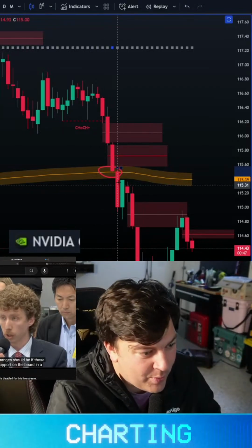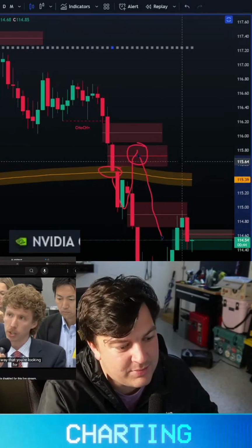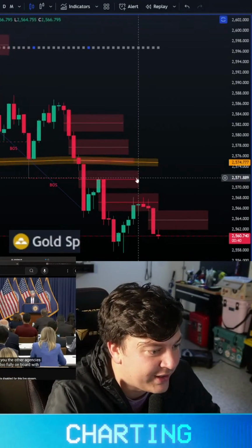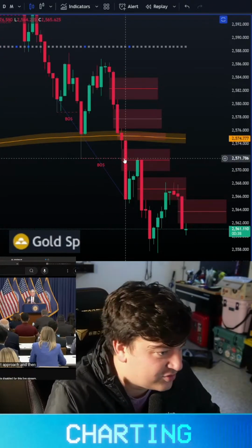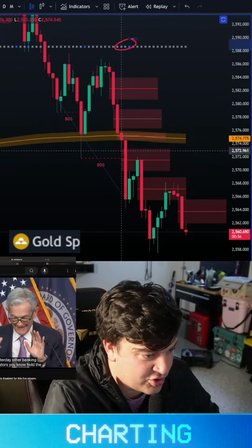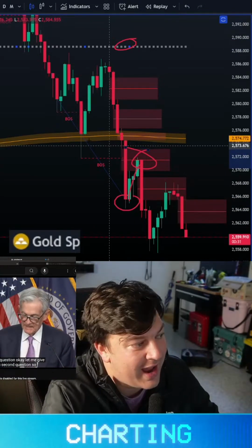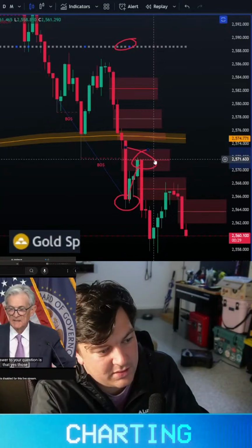Now I come on board in a broad way, moving forward. Okay, I'm gonna wait to see this setup. And if you think the other agencies are also fully on board with that approach, I'm not gonna take it. And then, for gold yesterday, the other banking regulators, we got the second question. We got the alert triggered. Now I can give you enough time to grab your entry. Right?